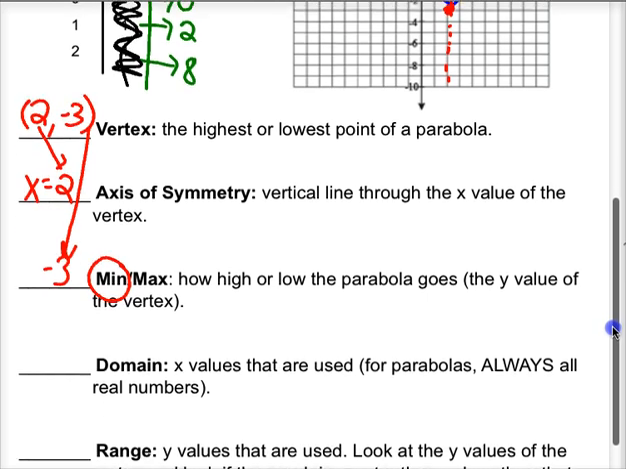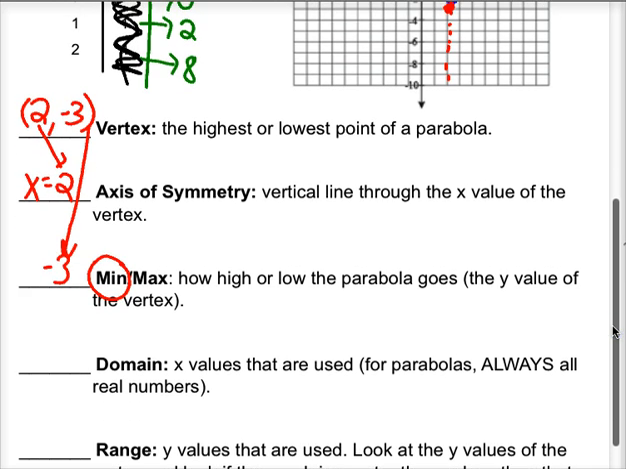All right, domain. So remember, domain is connected to x values. So the domain has x values. Now, the cool thing is it's really, really easy here. Okay, the reason I say it's really easy is it's always all real numbers. You can use any x value in a parabola. So every single parabola that I give you is always going to be all real numbers.